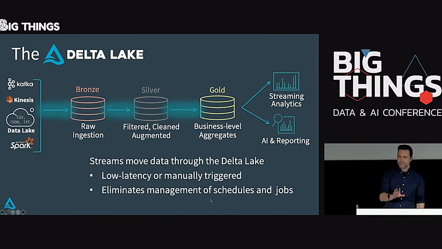Another pattern is people often use streaming to move their data through their Delta Lake. And you might say, wait a second, I don't need streaming. I don't have low latency requirements. I'm fine with batch jobs. And I actually think that's the wrong way to look at it. To me, streaming can do low latency, and that's one thing that it's very powerful for. But what streaming is really about is incremental computation on an ever-growing set of data.